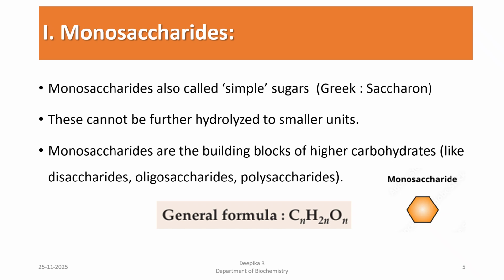Coming to the general or empirical formula of monosaccharides, we can represent it as CnH2nOn. The example for glucose is C6H12O6.